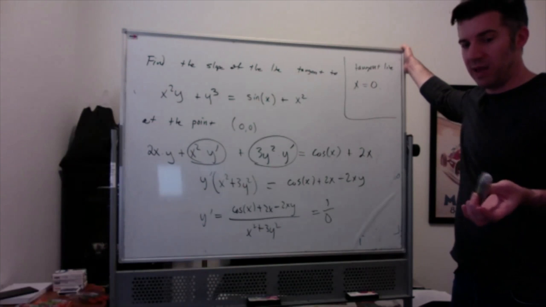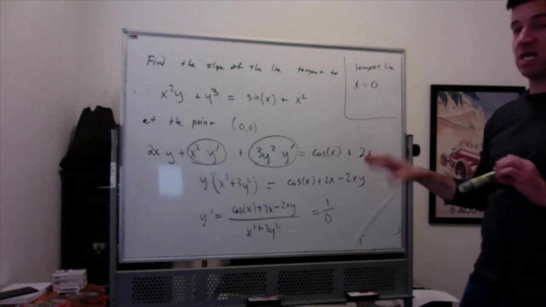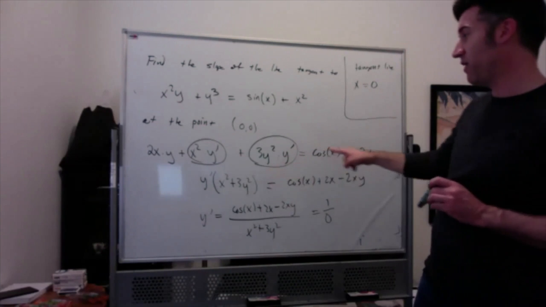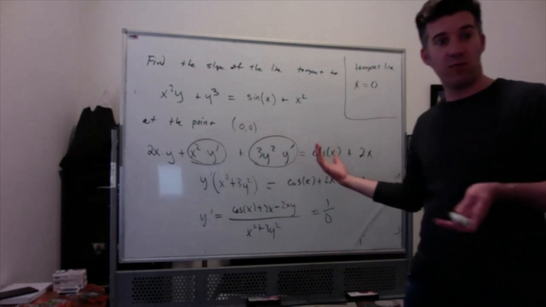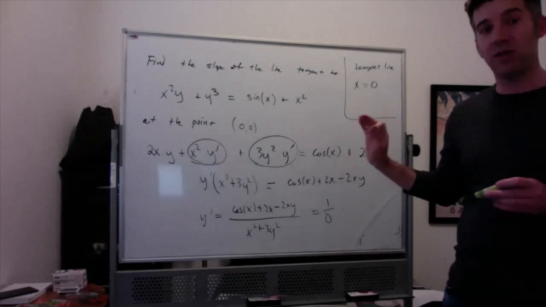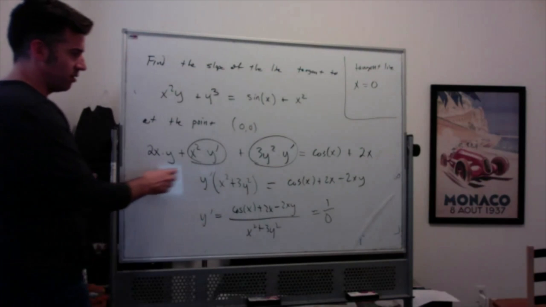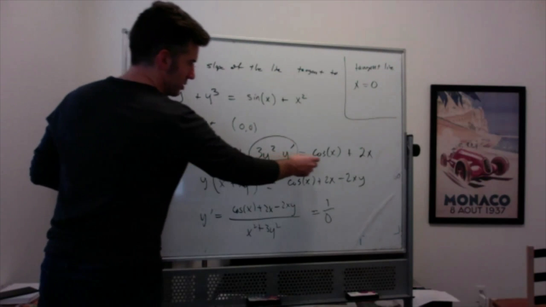What I wanted to say, which I'll say in the next example, is sometimes, not here, instead of having to solve for y prime, you can actually just plug in your point right away. The issue that we would have run into here if we had plugged in 0, 0 is we would have gotten 0 plus 0 plus 0 equals 1 plus 0.